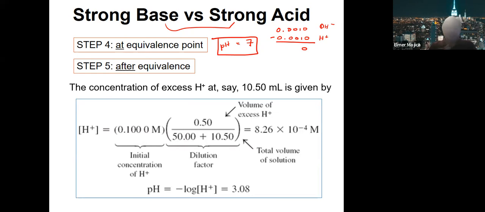Okay. Now, whenever you pass by the equivalence point, the one in excess now is H plus. So let's say 10.50 mL.